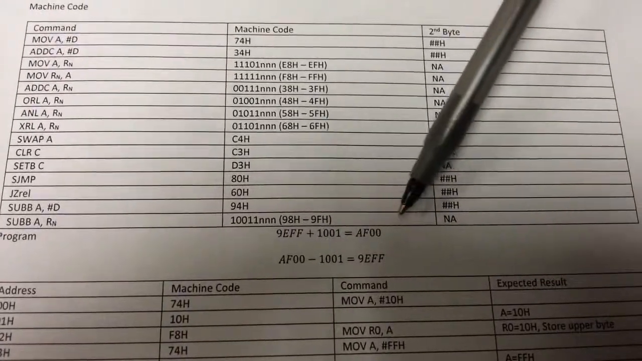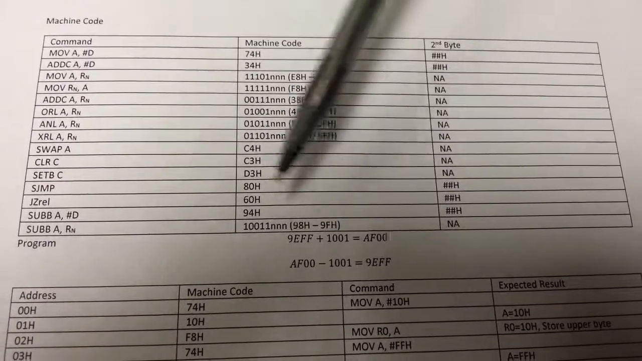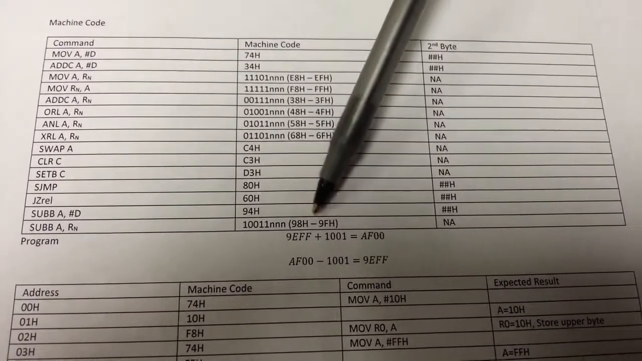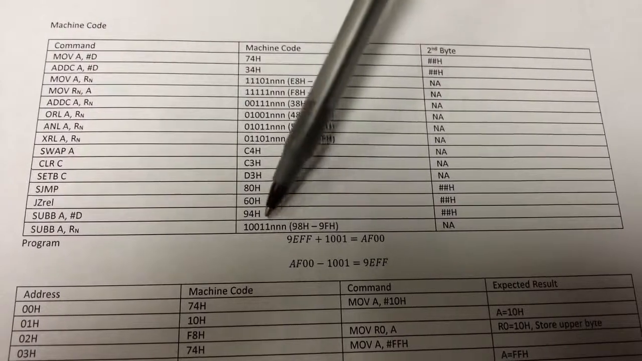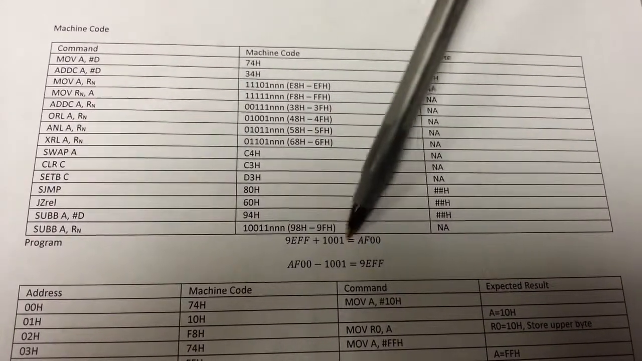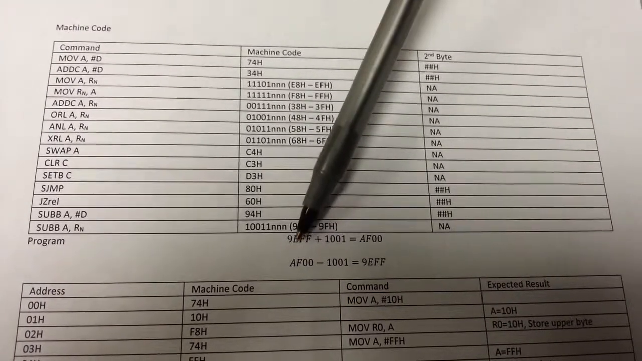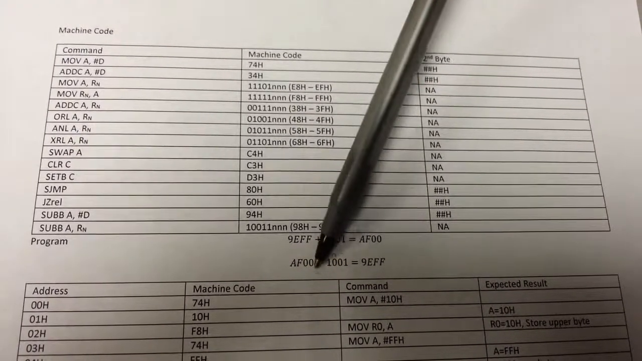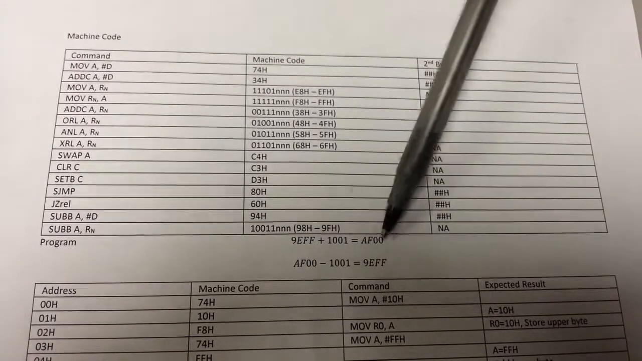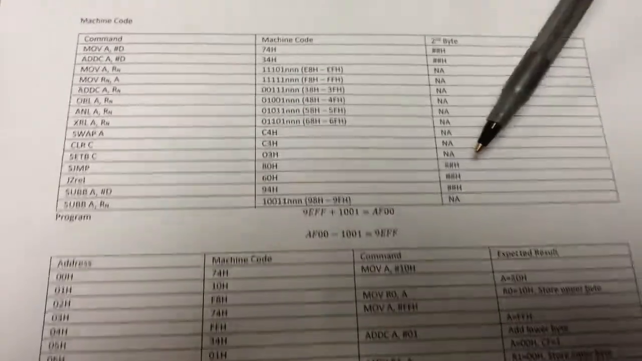The program implemented to demo this design is a 2-byte addition of 1001 hex to 9EFF hex, which will result in AF00 hex. That result is then subtracted by 1001, to give back the original number, 9EFF hex.